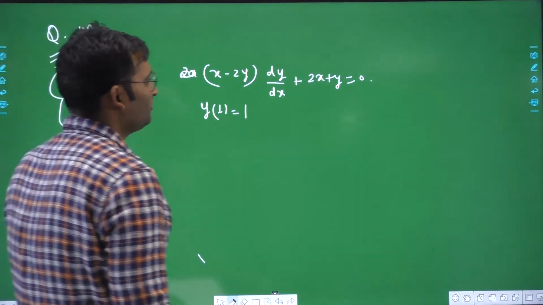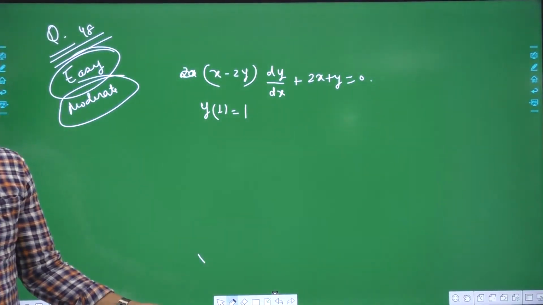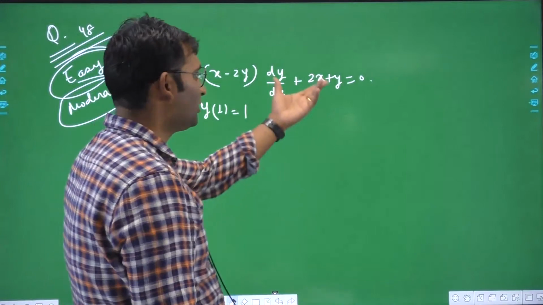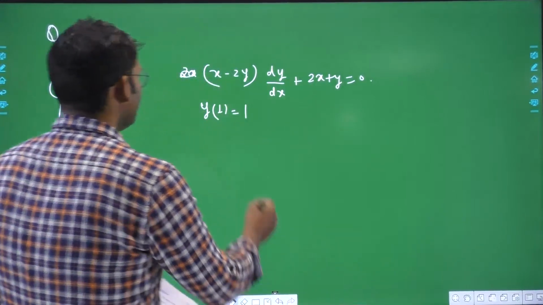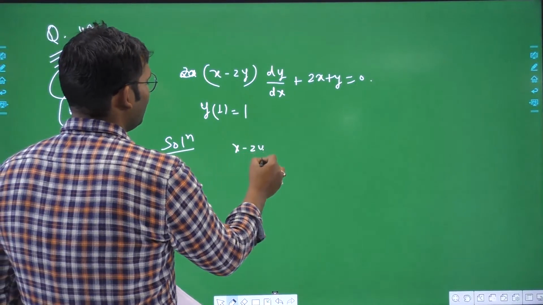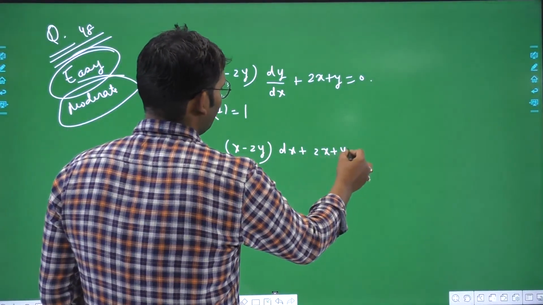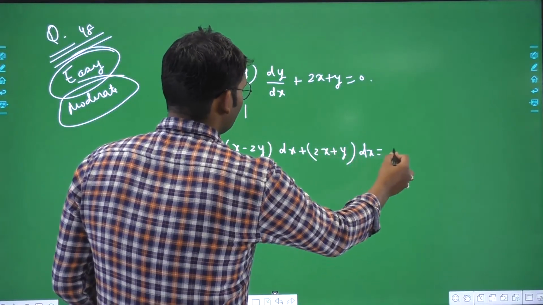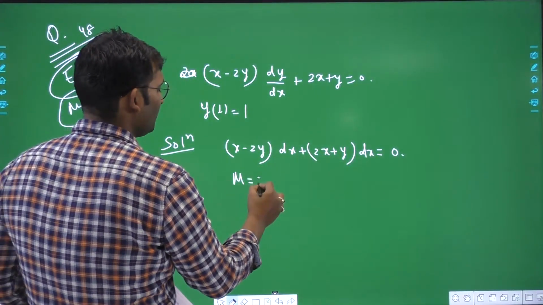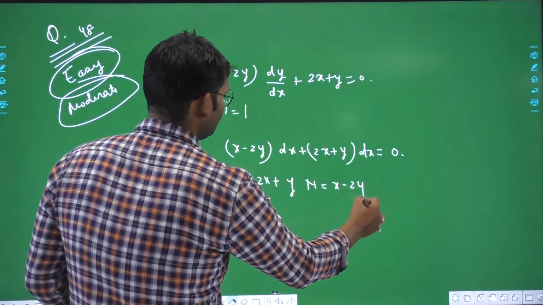So there are two possible ways. One way can be to make it a homogeneous differential equation. I don't like that way because that is a longer way. So better you can do it by using exact forms. So solution. Clearly (x minus 2y) dy plus (2x plus y) dx will be equal to 0. So your M is equal to 2x plus y. Your N happens to be x minus 2y.